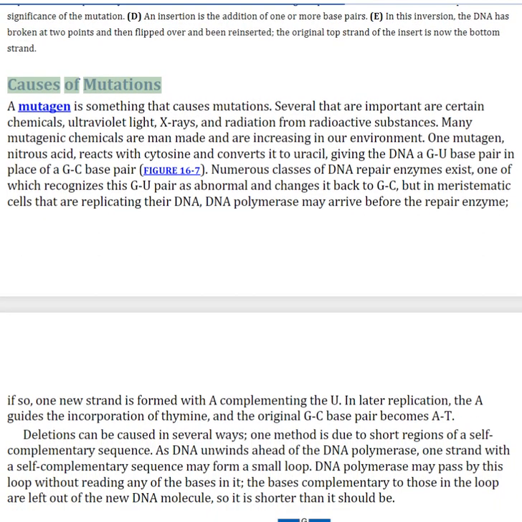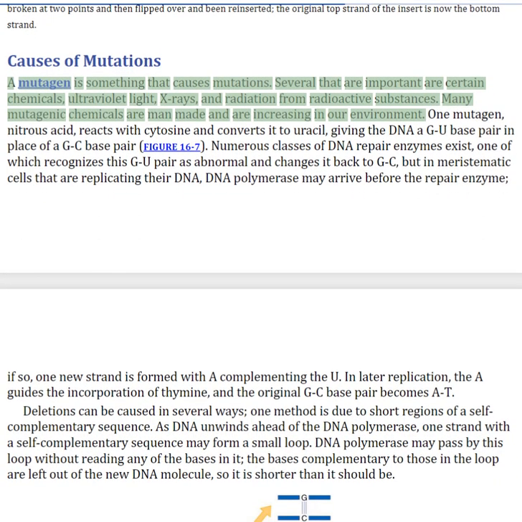Causes of mutations. A mutagen is something that causes mutations. Several that are important are certain chemicals, ultraviolet light, X-rays, and radiation from radioactive substances. Many mutagenic chemicals are man-made and are increasing in our environment.